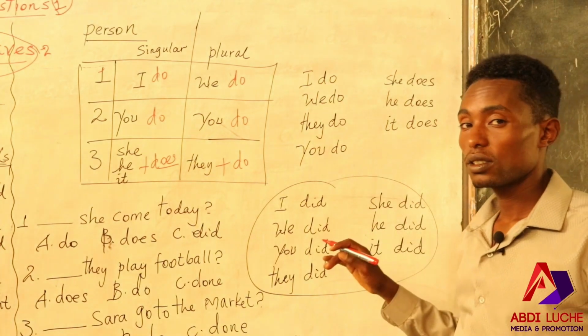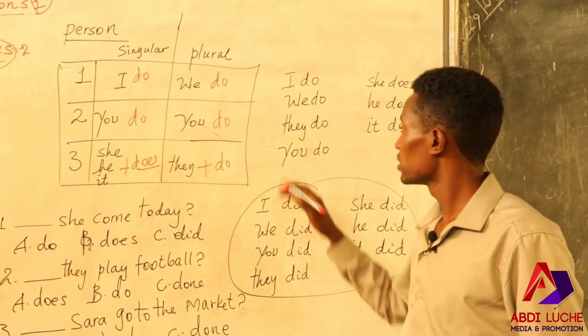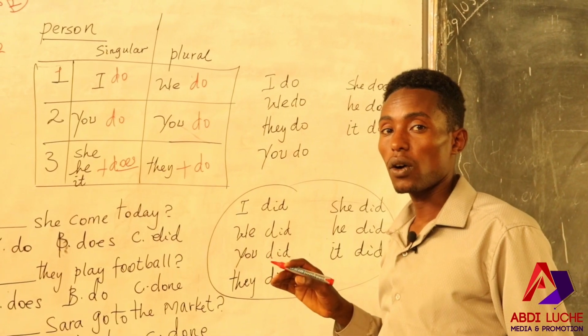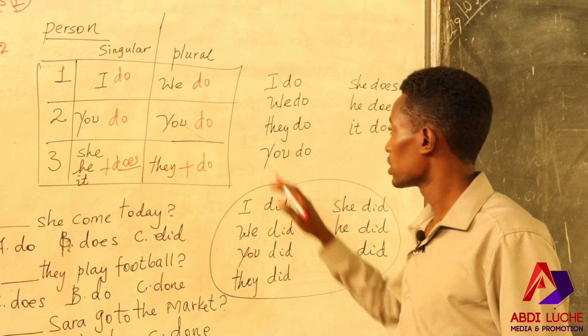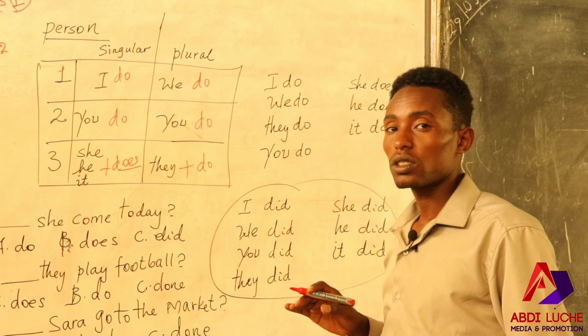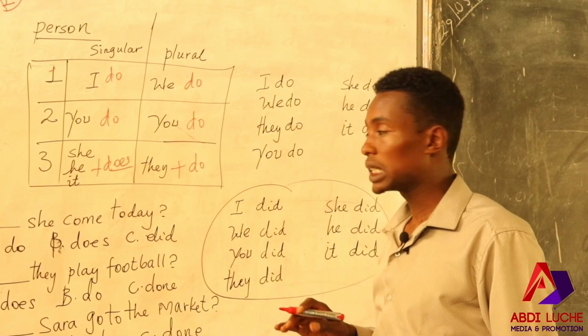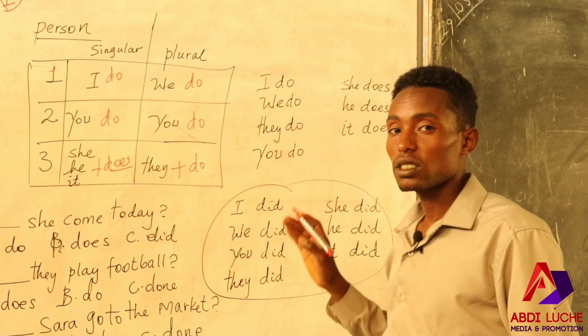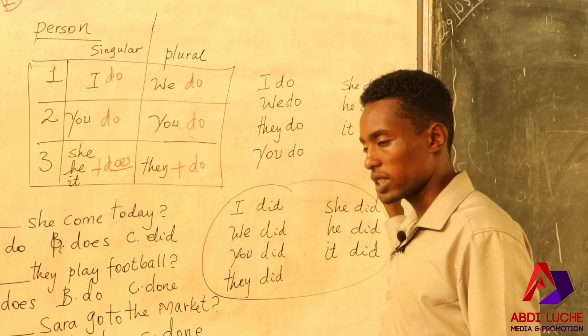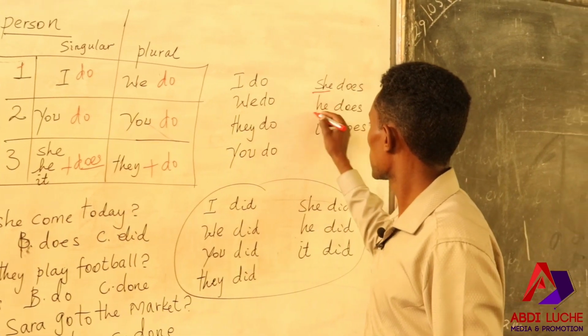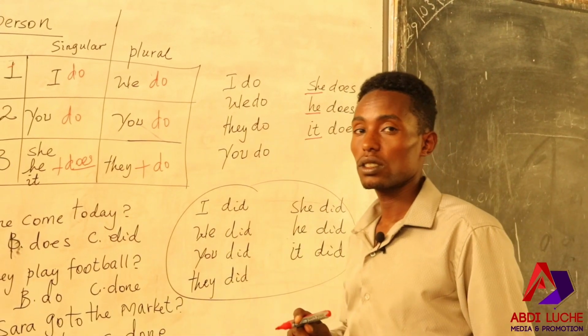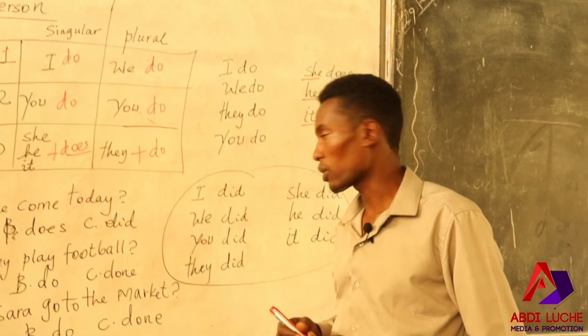I do my homework. We do our assignment. They do their assignment. You do your assignment. She does, he does, it does. They are third person singular personal pronouns.